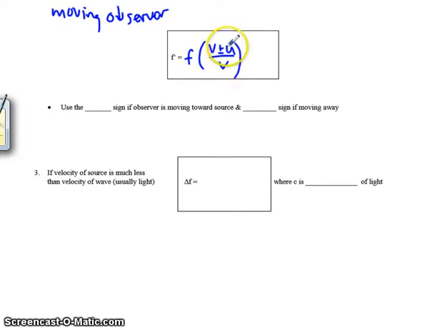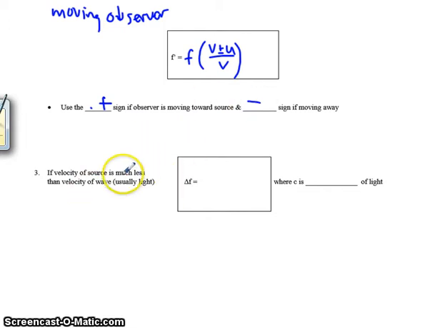So if the observer is moving toward you, we expect a higher F prime, so we want to use the plus sign. And if the observer is moving away, we expect this numerator to be less than the denominator, so we get a fraction of F, so we use a negative sign there.